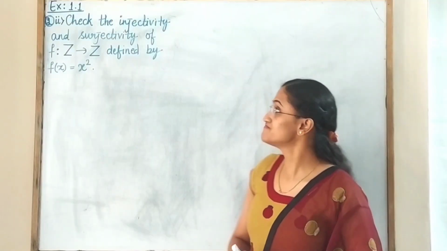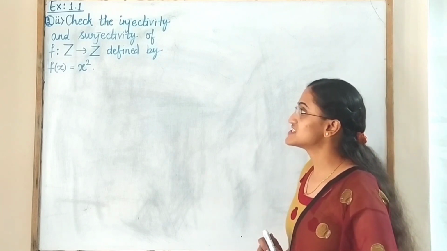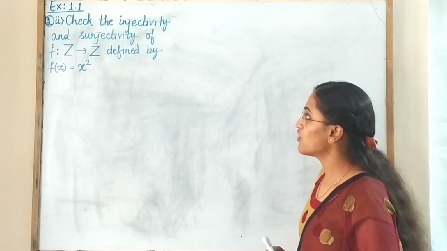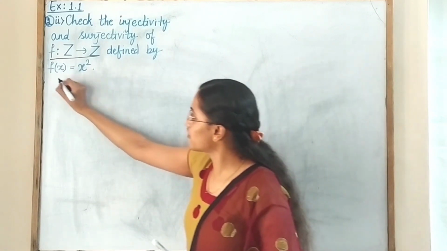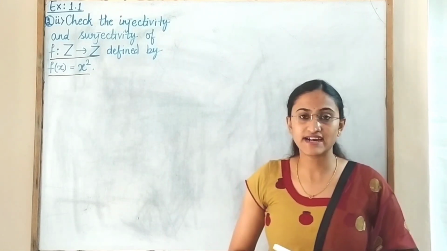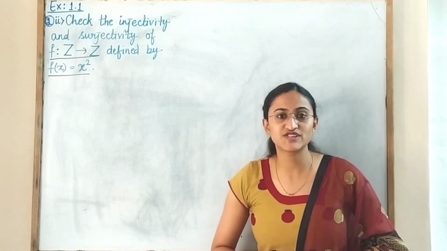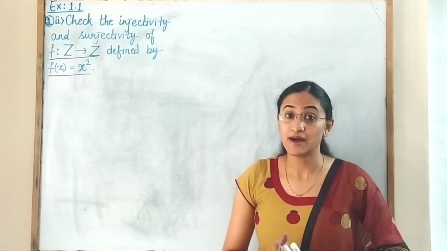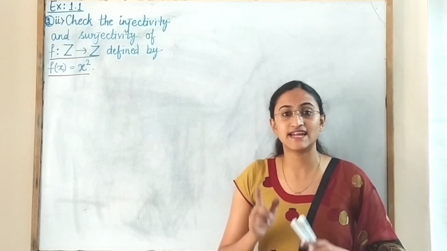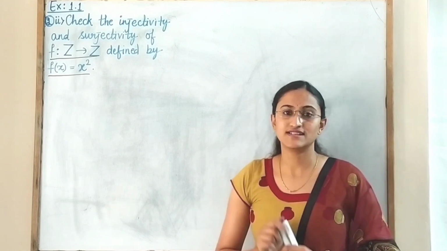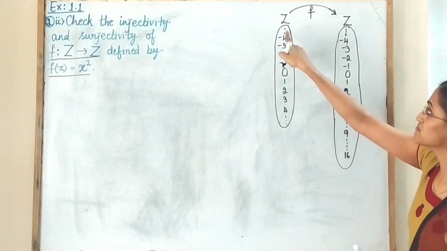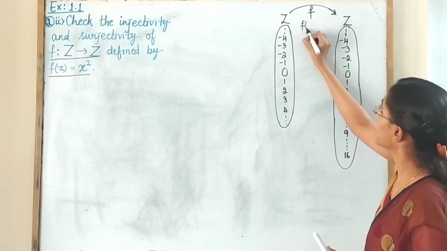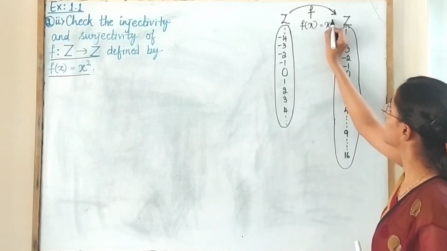Check the next problem. Check the injectivity and surjectivity of f from Z to Z defined by f of x is equal to x square. Again, I have taken the same function f of x is equal to x square, but f is defined from the set of integers to the set of integers itself. F is a function defined from the set Z to Z by f of x is equal to x square.